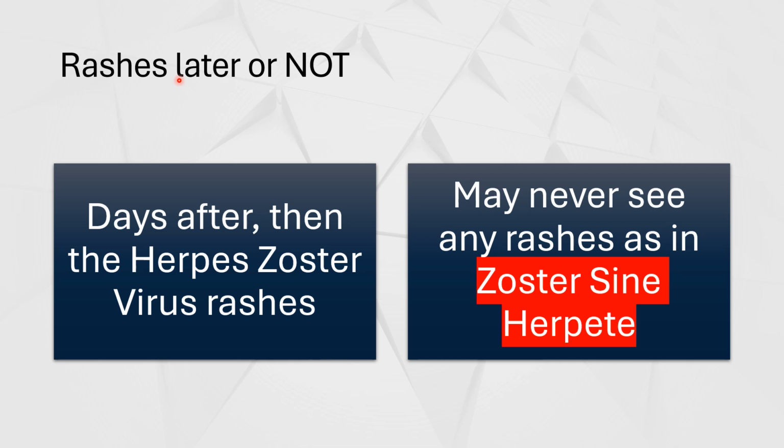Now, if we are fortunate enough to have rashes later, good, but sometimes we don't. What I was trying to say is that days after the woman or man had presented with localized dermatome pain, we'll pick up rashes: erythematous, papular, vesicular, bullous, pustular. Sometimes we may never see any of this. So if no rashes at all, then we're dealing with another entity entirely. This is known as zoster sine herpete. This is for another day.